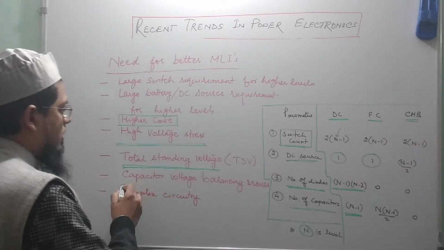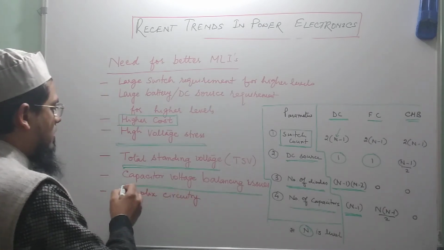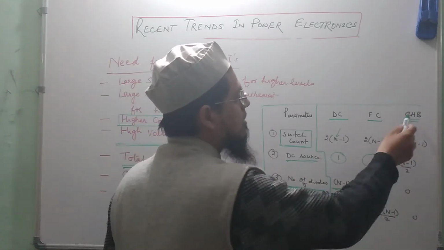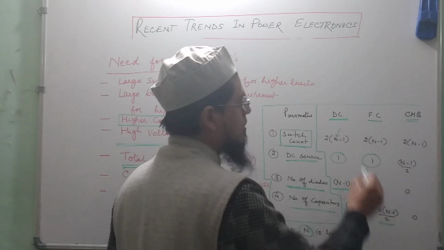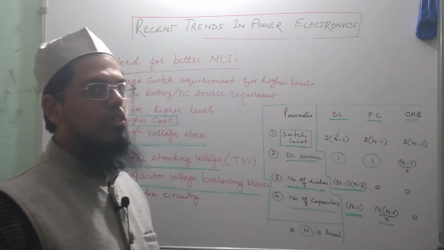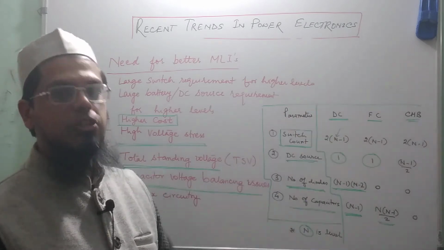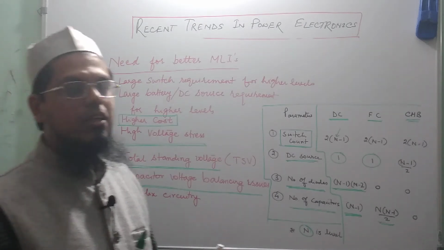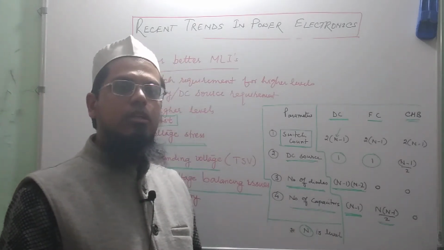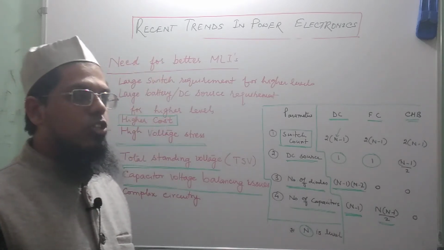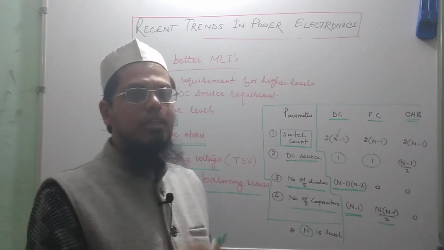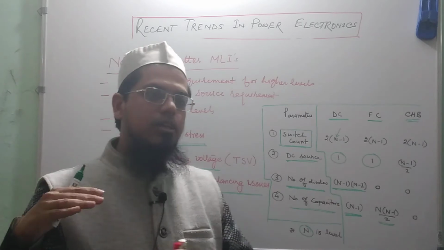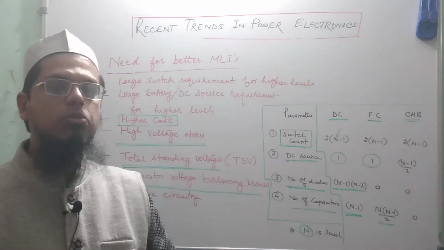Then one more important thing is the capacitor voltage balancing issue. You see, although there is no capacitor in CHB, we do have a large number of capacitors in diode clamped and flying capacitor, especially in flying capacitor, n into n minus 1, a quadratic function of n. So a large number of capacitors are there. So a capacitor needs charging, and in the entire process of operation it does get discharged also. So the charging and discharging process has to be monitored, so that the voltage across the capacitor remains constant, fixed, so that a stable multi-level output voltage is generated.